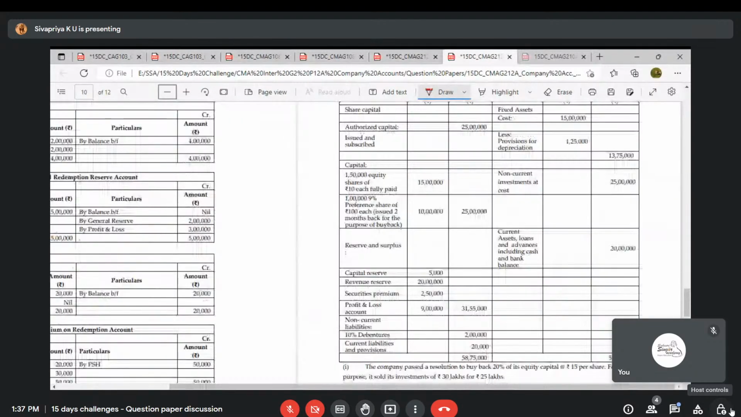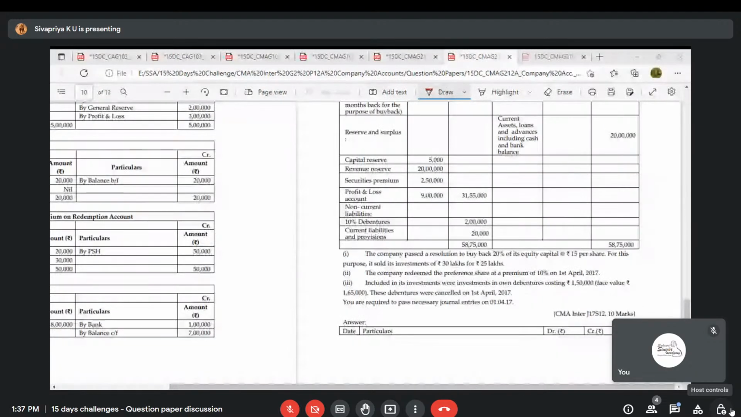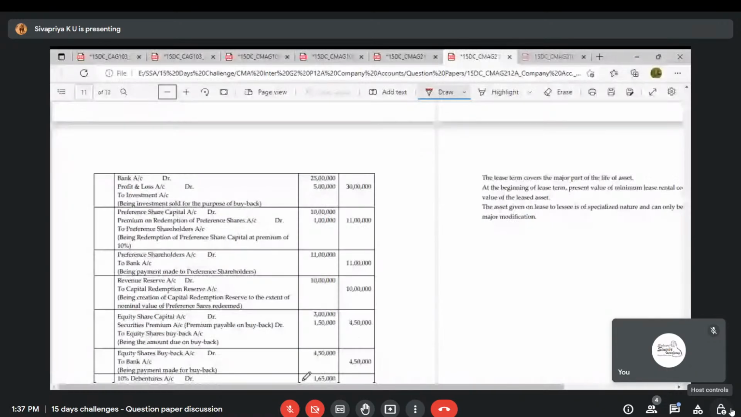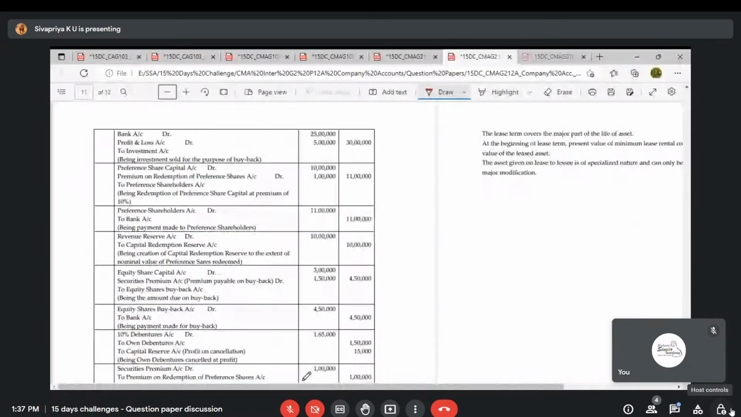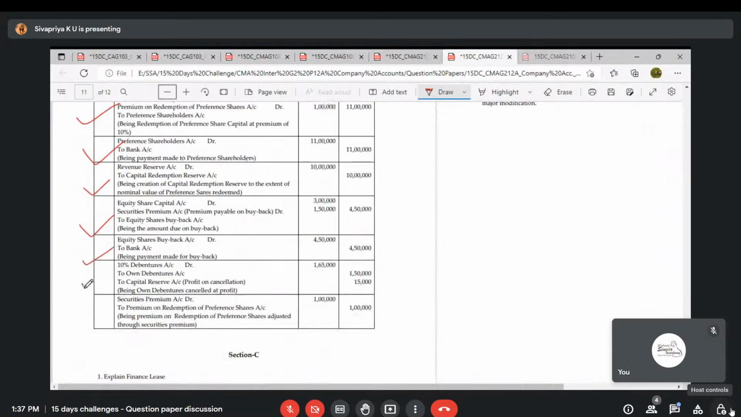Question number 4. A balance sheet has been given. Now, this is a problem of passing journal entries. So these are the journal entries. First is investment sold for buyback, and then redemption of preference shares, payment to preference shareholders, CRR creation, amount due on buyback, and payment made for buyback, own debentures cancelled at a profit, and premium on redemption of preference shares adjusted through securities premium.